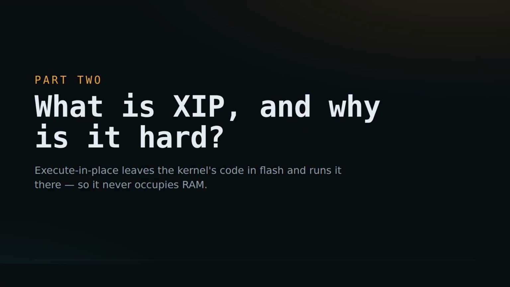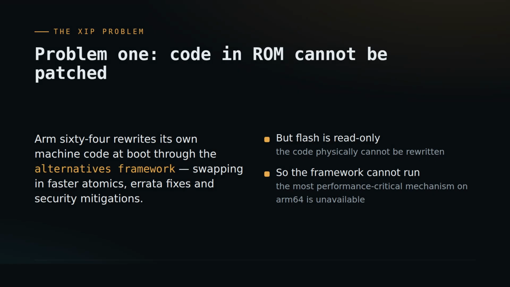Execute in Place breaks that assumption. The idea is simple. Leave the kernel's code in flash and run it directly. It never occupies RAM at all. This matters for deeply embedded devices. They have plenty of cheap flash but only a tiny amount of RAM. ARM32 and RISC-V have supported this for years. ARM64 did not. The first problem is fundamental.